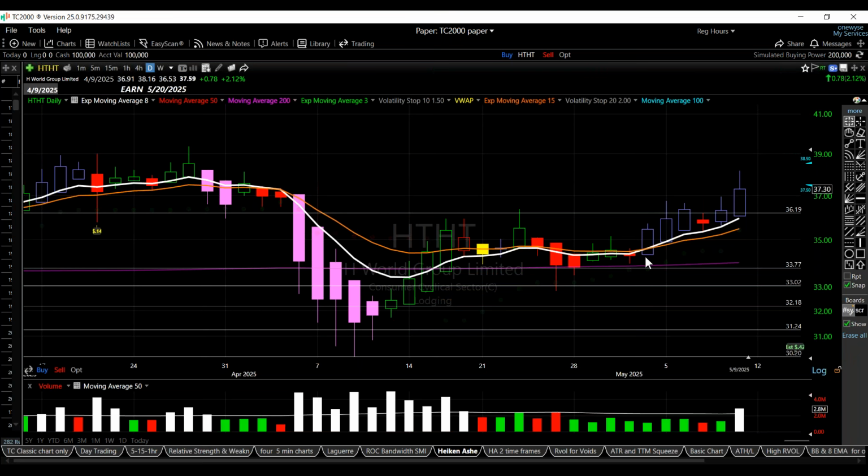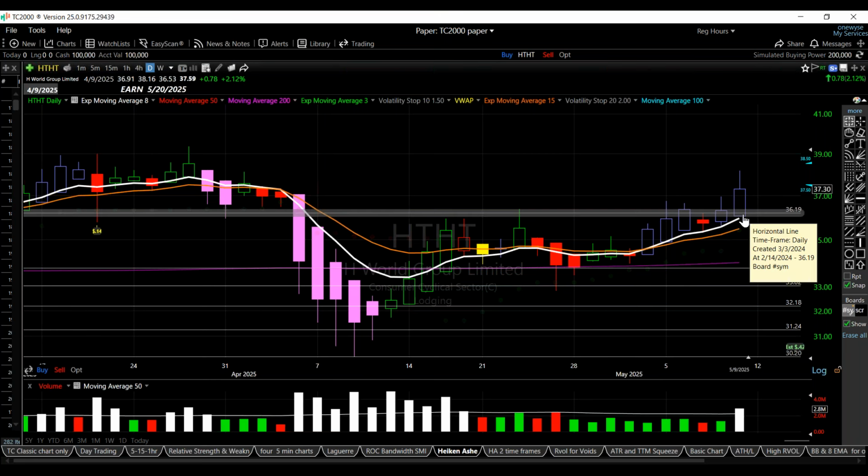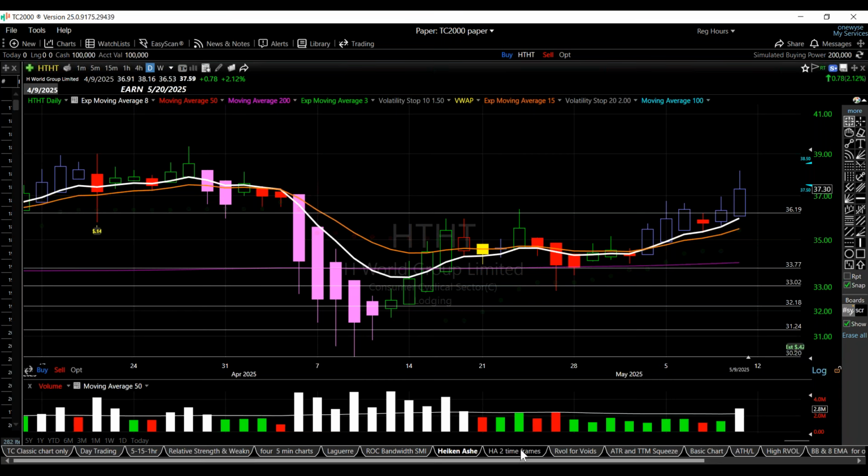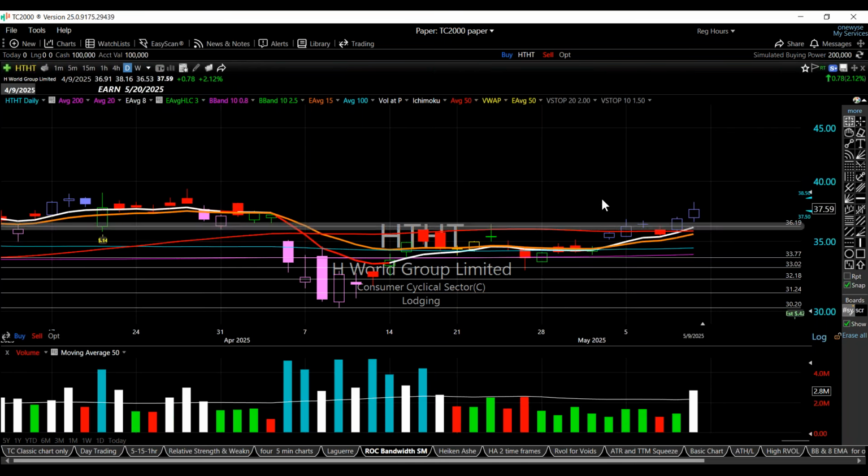Now this is actually a Heiken-Ashi confirmation because here's the original reversal, right? Wick and a tail, flat bottom, flat bottom, flat bottom, wick and a tail, a little bitty tail, and now a flat bottom. That is a Heiken-Ashi reversal on the daily chart on that particular stock, HTHT, and there's the actual chart right there.